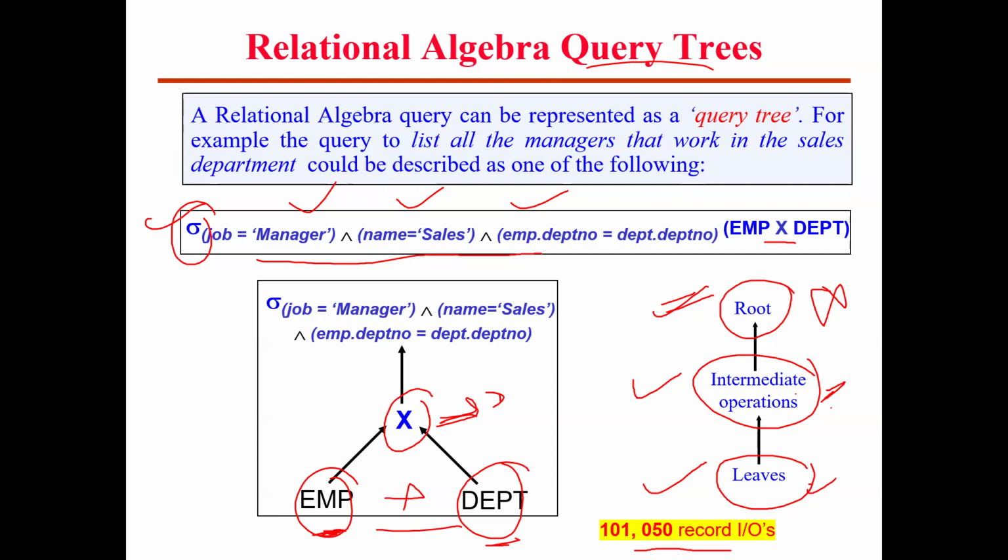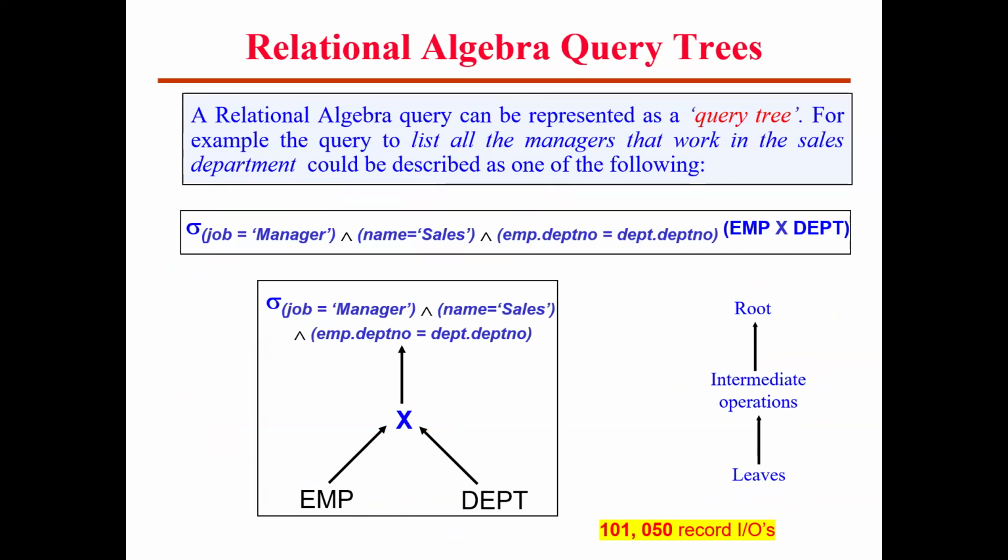1,01,050 record IOs needed, the first one. So, in this particular example, we are seeing how to translate the relational algebra into a query tree. We have to think about the leaves, which are nothing but the table names. Let me do it all over again. First decide who will be the leaves.